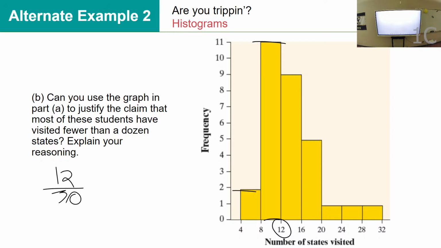12 over 30 is not 50%. Justify the claim that most of these students have visited fewer than a dozen? You think it's 13, not 12? Oh, 11 plus 2 is 13. Watch this. There.